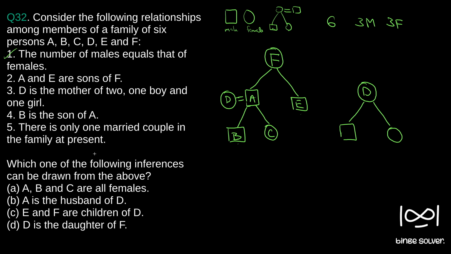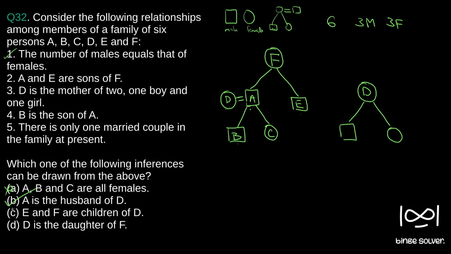Now we'll see the inference. Which one of the following inferences can be drawn from the above? A, B, C are all females. As you can see, A, B, C are not all females, A and B are male people. So this is wrong. Second option, A is the husband of D. A is the husband of D is a correct option. A is the male person, D is the female person, and we got this as a husband-wife relation. So B option is correct.